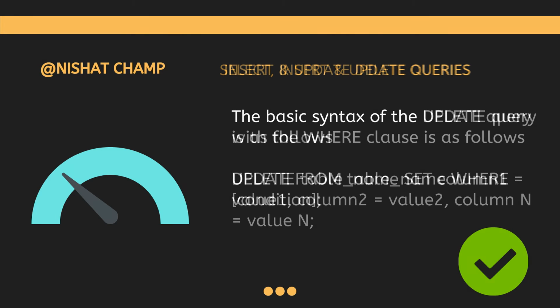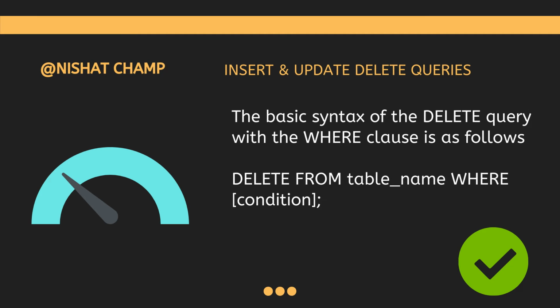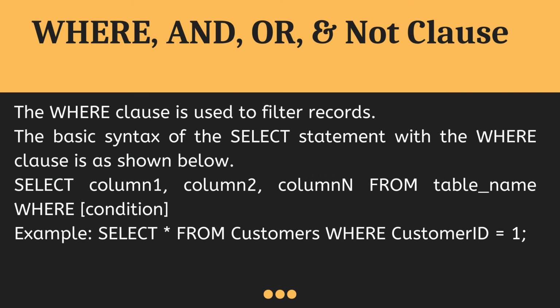The basic syntax of the delete query with the where clause is as follows: delete from table_name where condition. Where, and, or, not clause. The where clause is used to filter records. The basic syntax of the select statement with the where clause is as shown below: select column 1, column 2, column n from table_name where condition. Example: select asterisk from customers where customer ID equals 1.